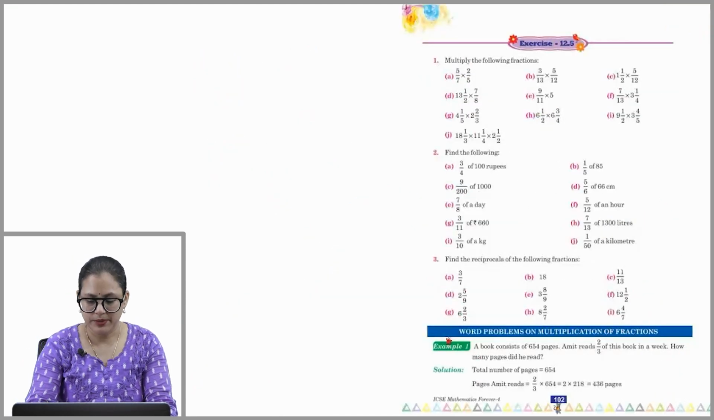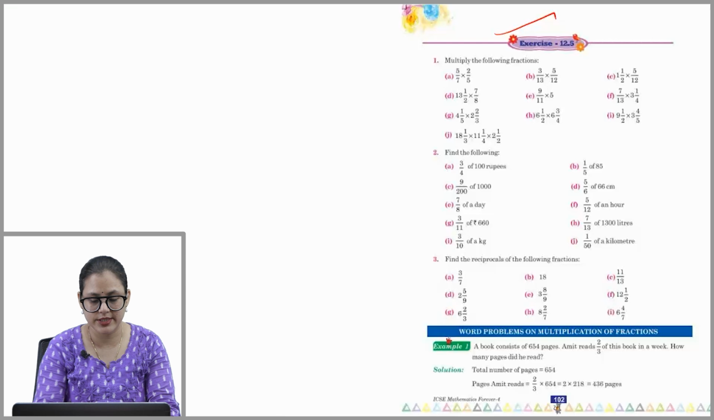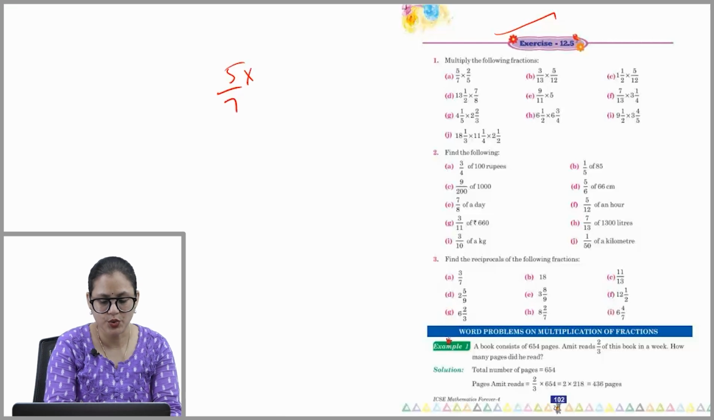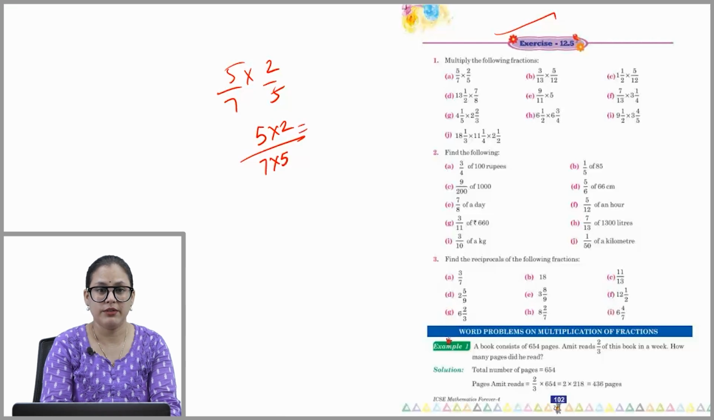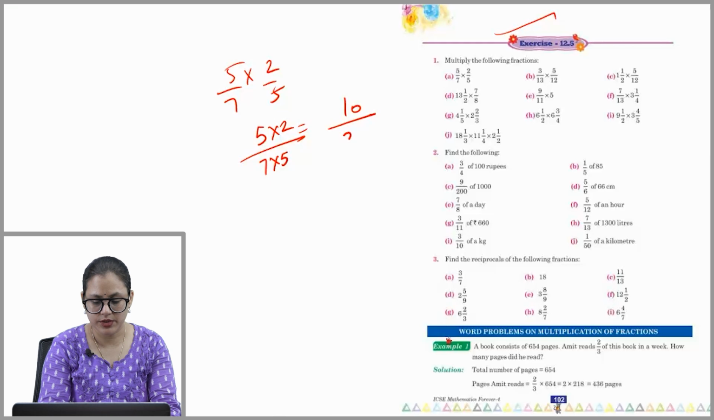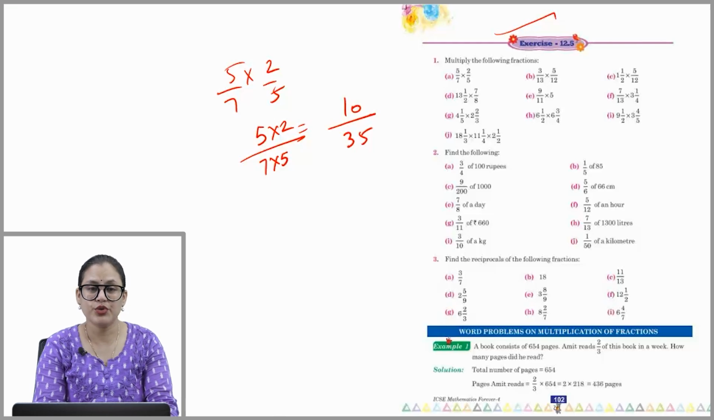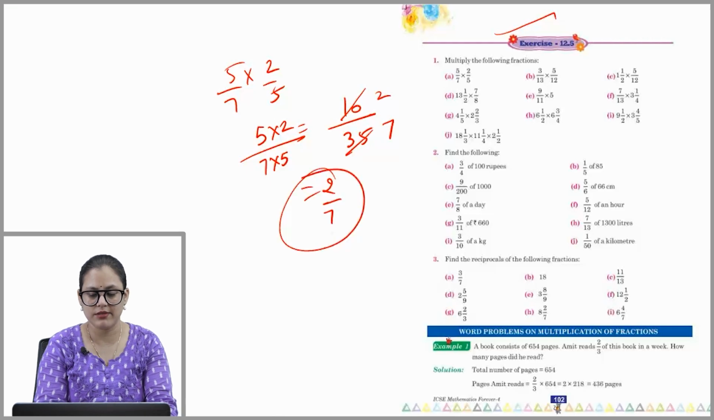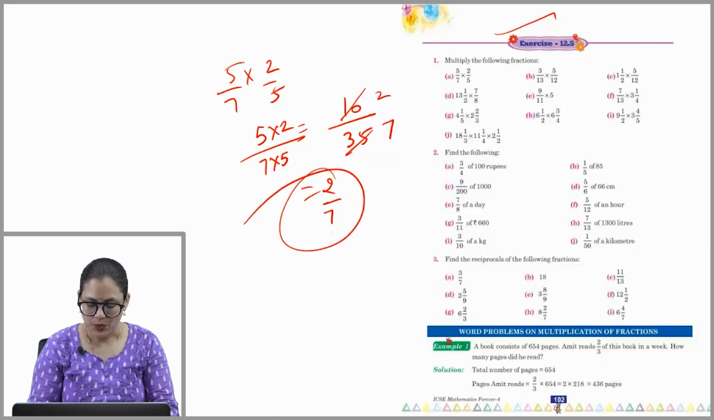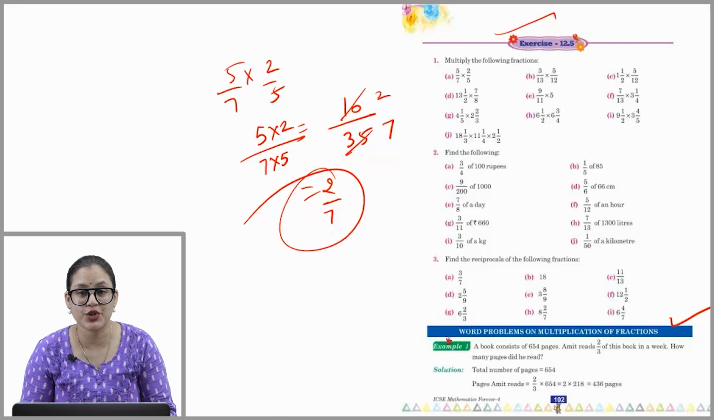Exercise 12.5. Multiply the following fractions: 5 by 7 into 2 by 5. You will multiply numerator by numerator and denominator by denominator. 5 2s are 10, 7 5s are 35. Now you can reduce it to the lowest terms. 5 2s are 10, 5 7s are 35. So 2 by 7 is the answer.